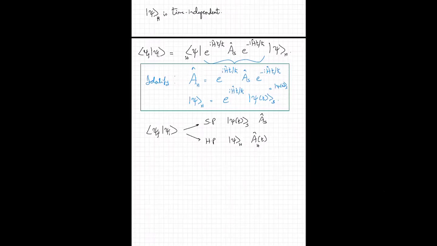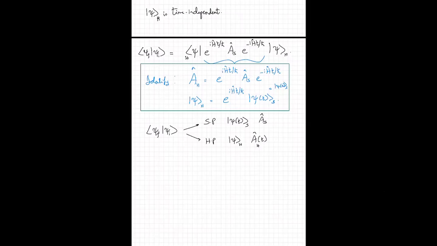Okay, so for now, please understand that one can equivalently do quantum mechanics using two different kinds of pictures of time evolution. One picture in which the states are frozen with respect to time and the operators change as time evolves.